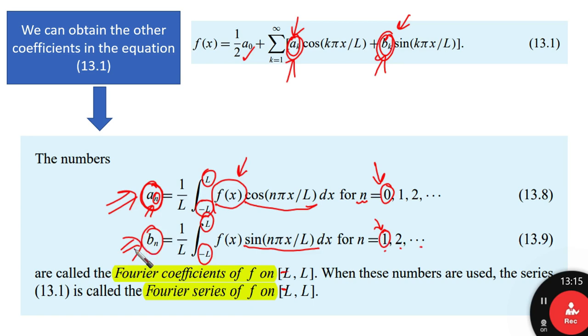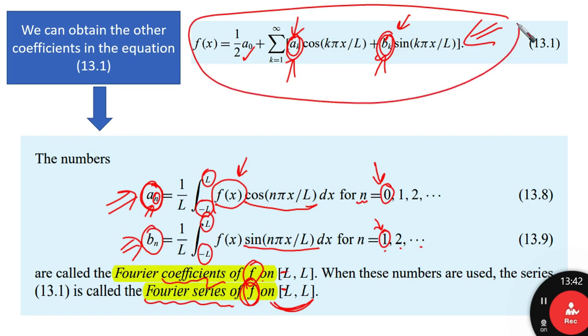So remember this. These numbers a naught, an, and bn are called the Fourier coefficients of the function f on the interval minus L to L. When these numbers are used, the series 13.1, this is what we call the series here, is called the Fourier series of the function f on the interval minus L to L. So this is the Fourier series that we are going to use for this specific function.